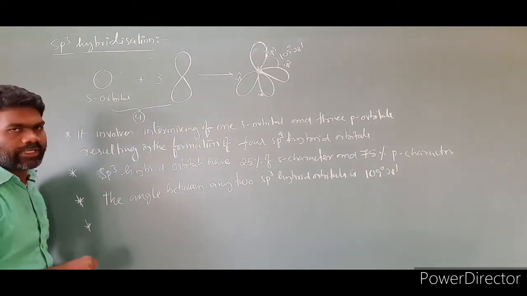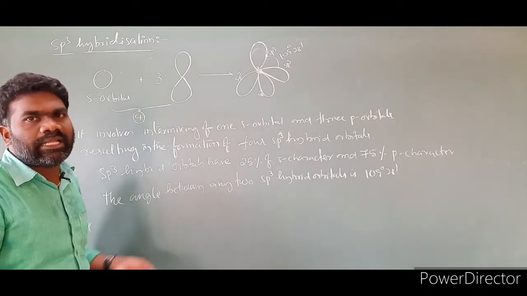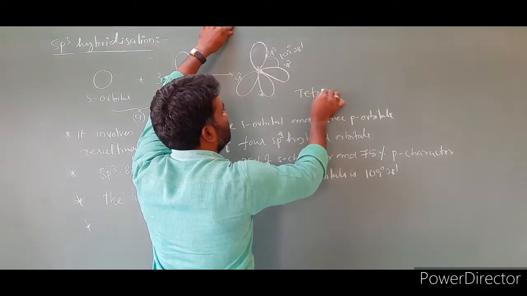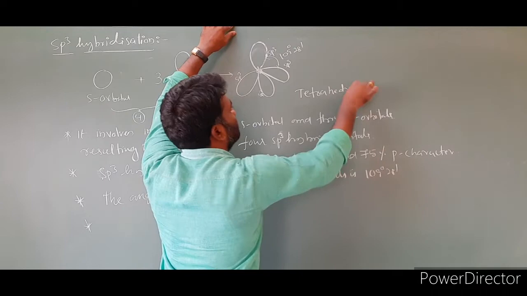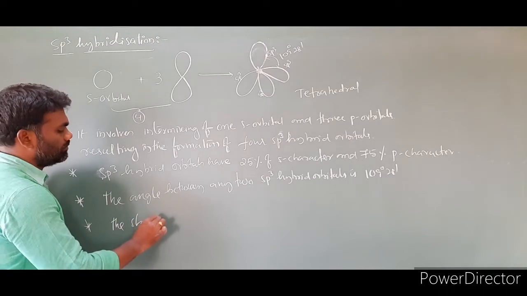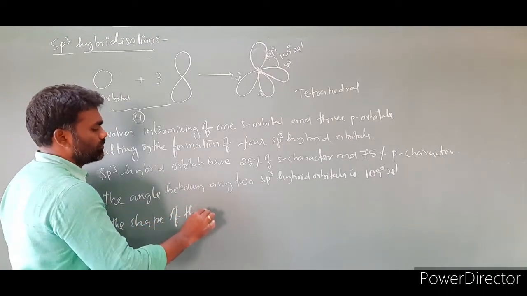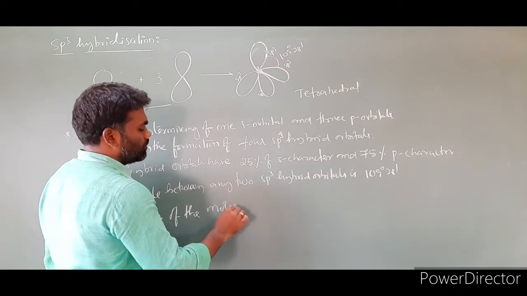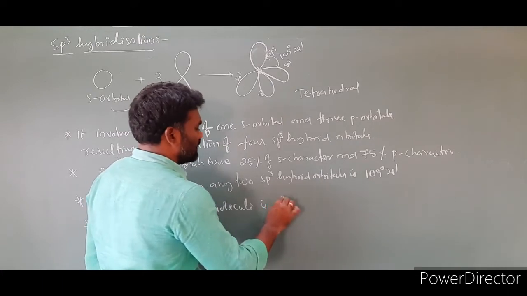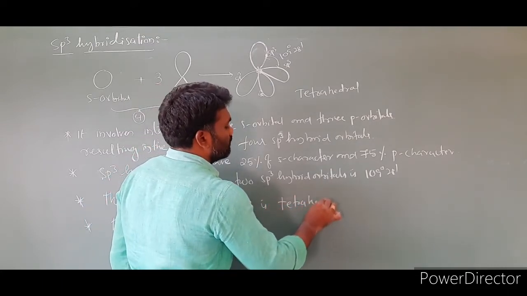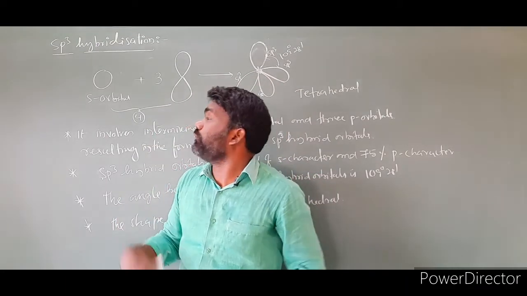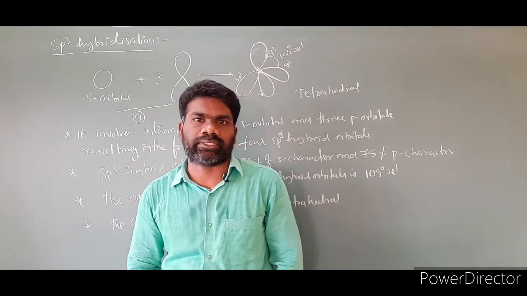Then what is point number 4, regarding the shape of the molecule? Any molecule which has sp3 hybridization, the shape of the molecule is tetrahedral. So same sentence: the shape of the molecule is tetrahedral. For a molecule with sp3 hybridization, the shape is tetrahedral. These are the 4 points relating to sp3 hybridization.